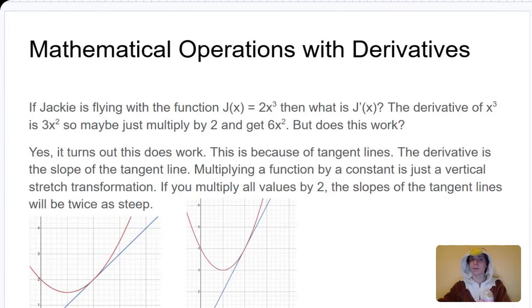Now there are certain mathematical operations you can do with derivatives. So let's say that Jackie is flying with j of x equals 2x cubed. You can find the derivative of it. The derivative of x cubed is 3x squared. So just multiply by 2, it's 6x squared. And that works because with derivatives, we really want to think about tangent lines. If you have a tangent line, you're doing a vertical stretch transformation on the whole graph, including the tangent line. So it's going to make the tangent line twice as steep.